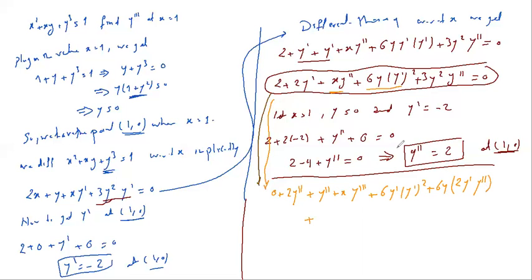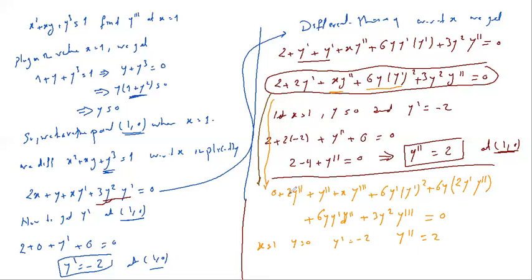Plus 3y squared y double prime, which is the product rule again. Derivative of the first, 6y y prime, times the second, y double prime, plus 3y squared times the derivative of the second, y triple prime, which is equal to 0. Substituting again x is equal to 1, y is equal to 0, y prime is equal to -2, and y double prime is equal to 2.